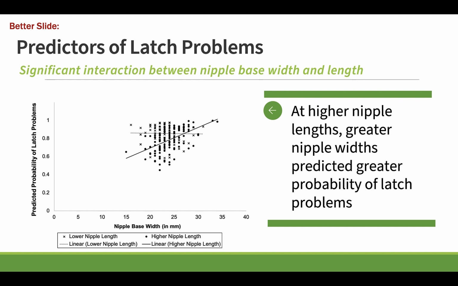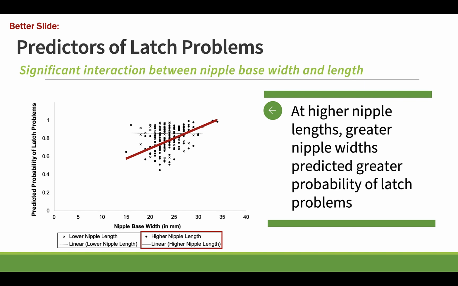This figure is somewhat complicated, but we can also use annotations here to call out pertinent aspects of this figure. We again would want to very clearly explain what the x-axis represents, nipple width, what the y-axis represents, the probability of latch problems, and what the figure legend communicates, which is grouping mothers into those with higher versus lower nipple lengths. We can then use animations to call out the most significant association here.